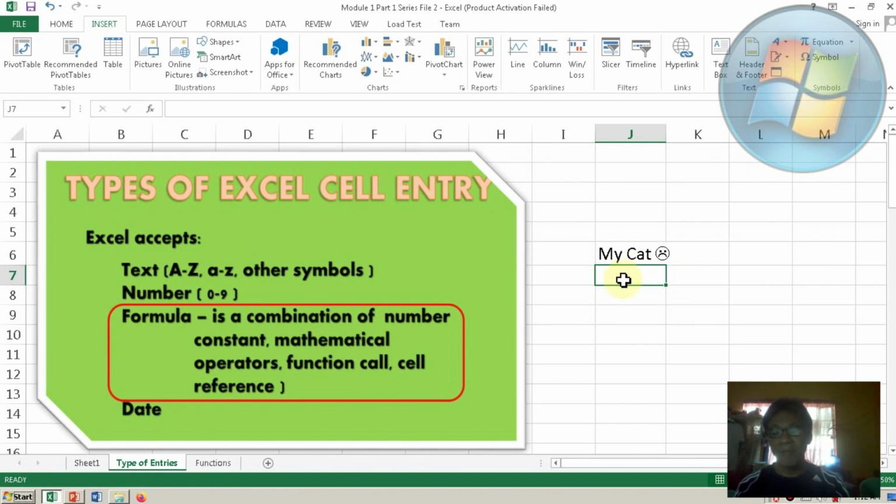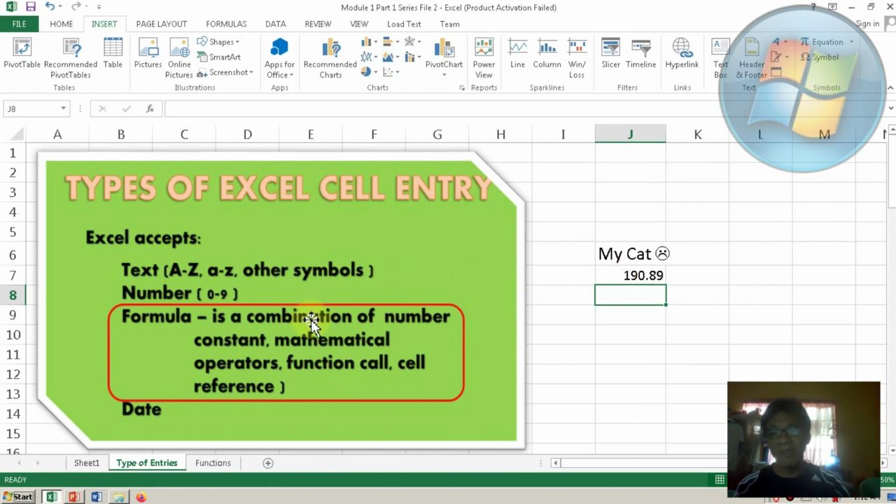Now for the number, that represents numerical information. So we can enter a number like this, and then you can put a decimal point. So that represents numerical information. Numerical data are used in calculations. That's the work of Excel.